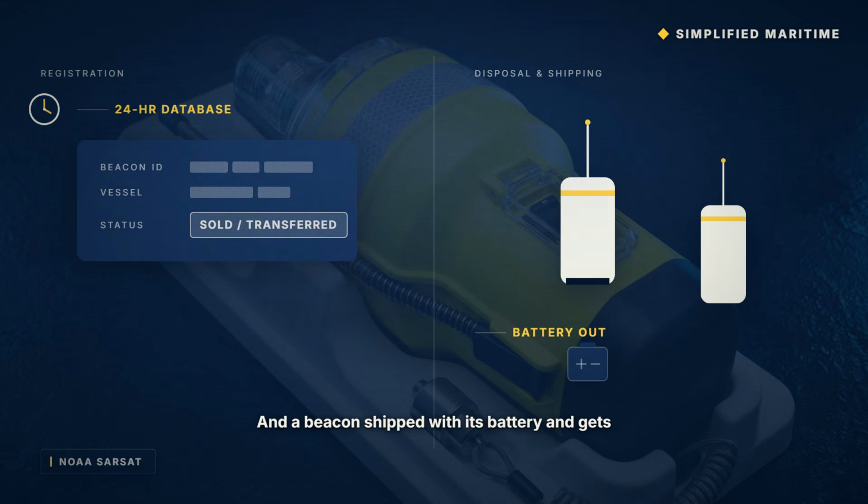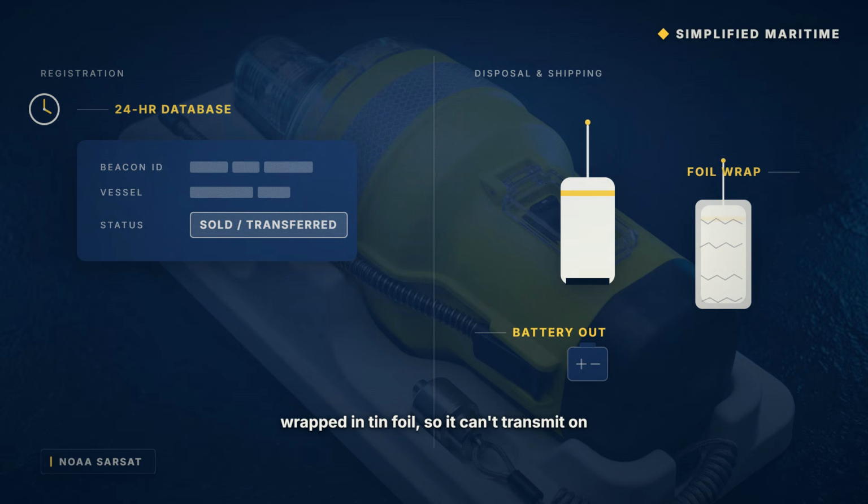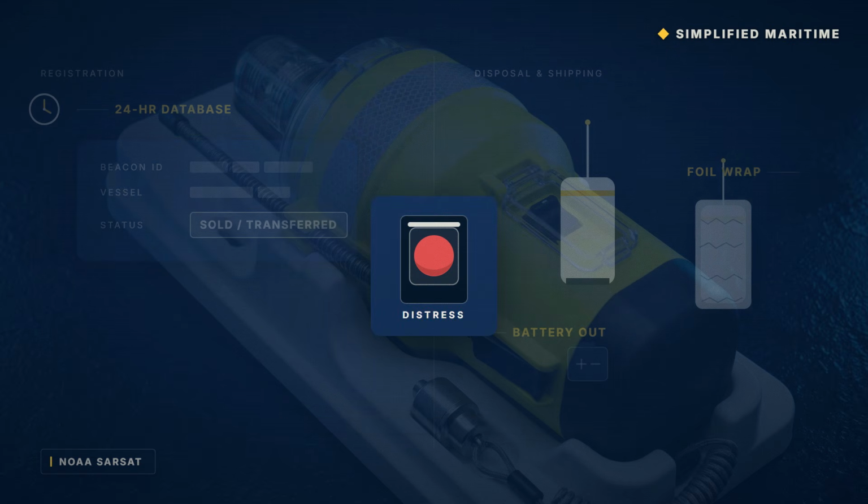And a beacon is shipped with its battery and gets wrapped in tin foil so it can't transmit on the way. That's prevention. 5 causes, 5 safeguards. But no safeguard has ever been perfect.